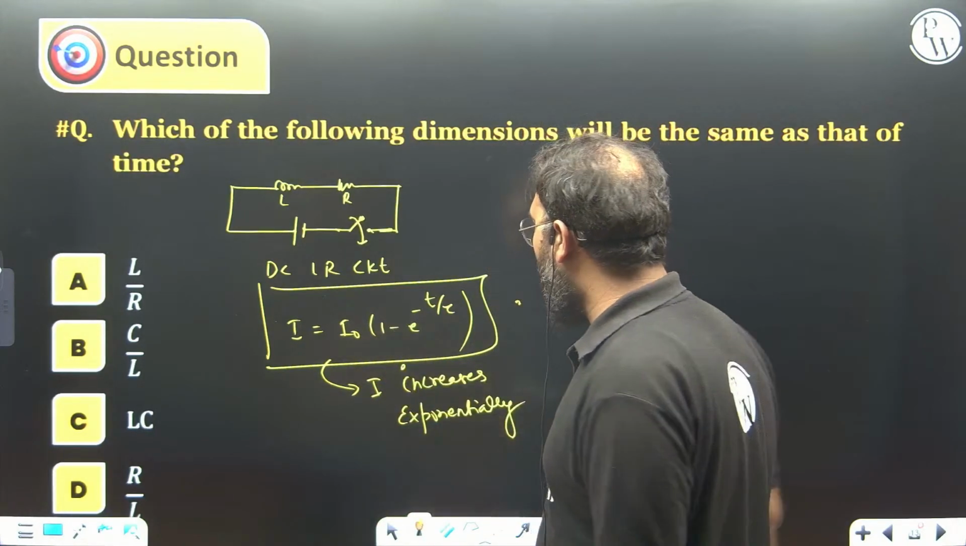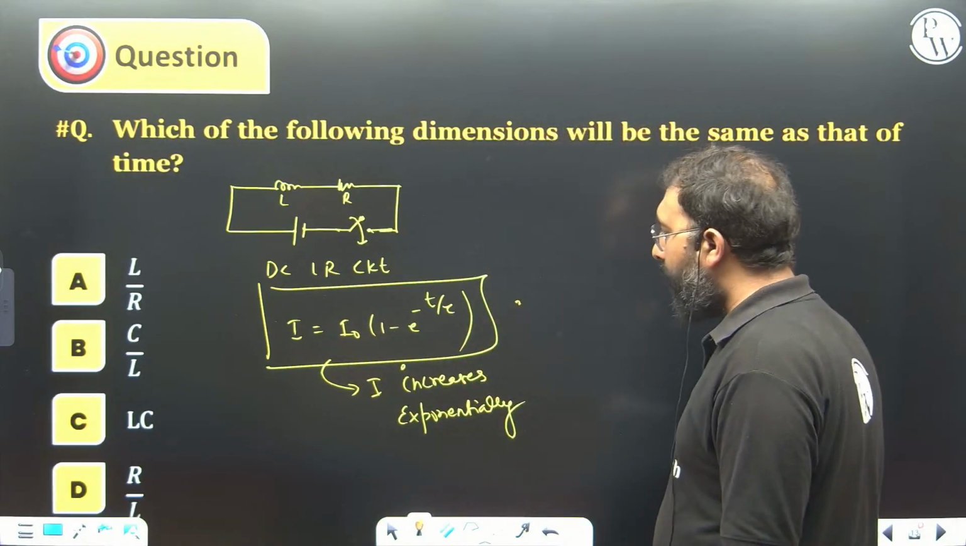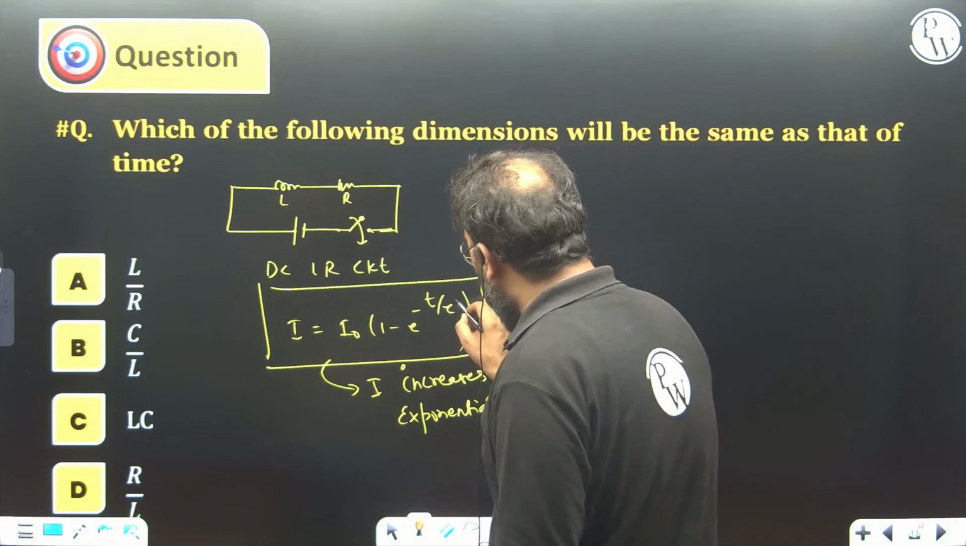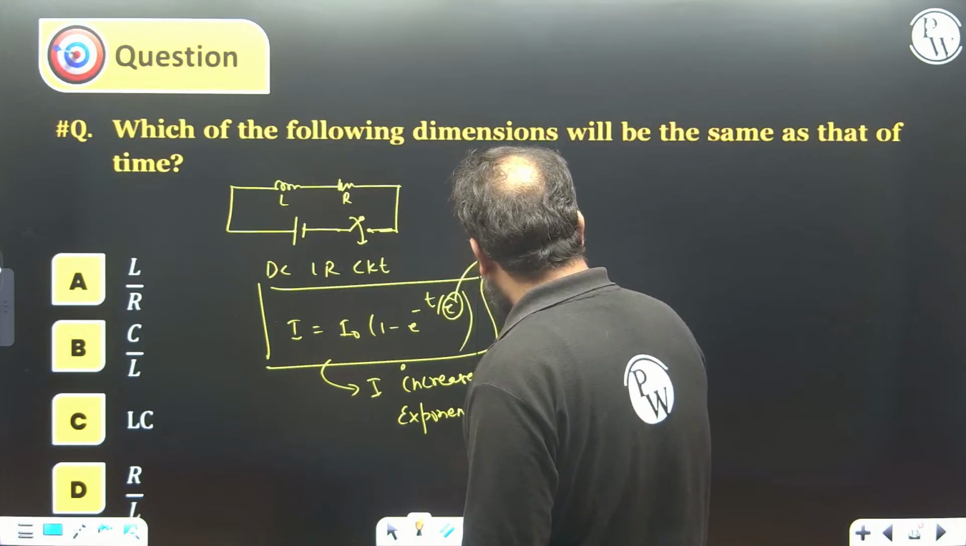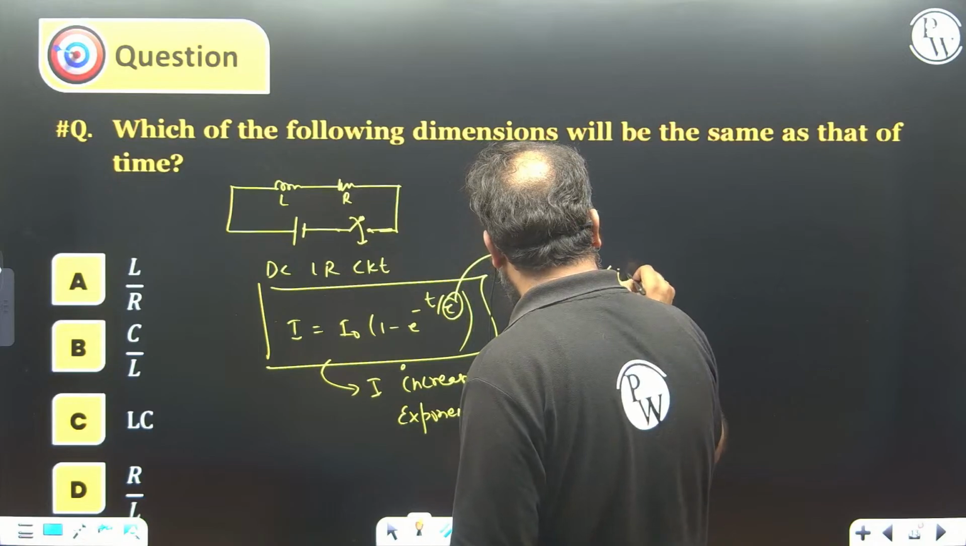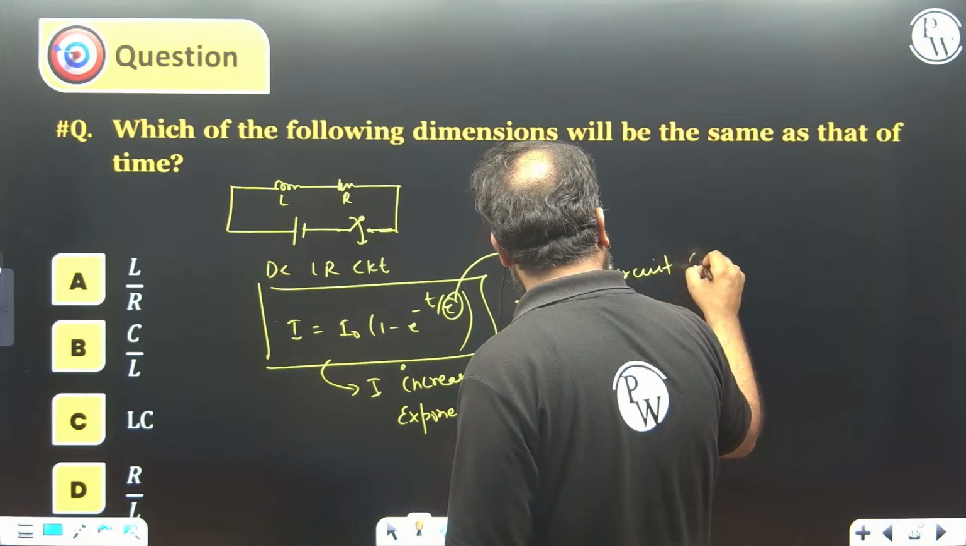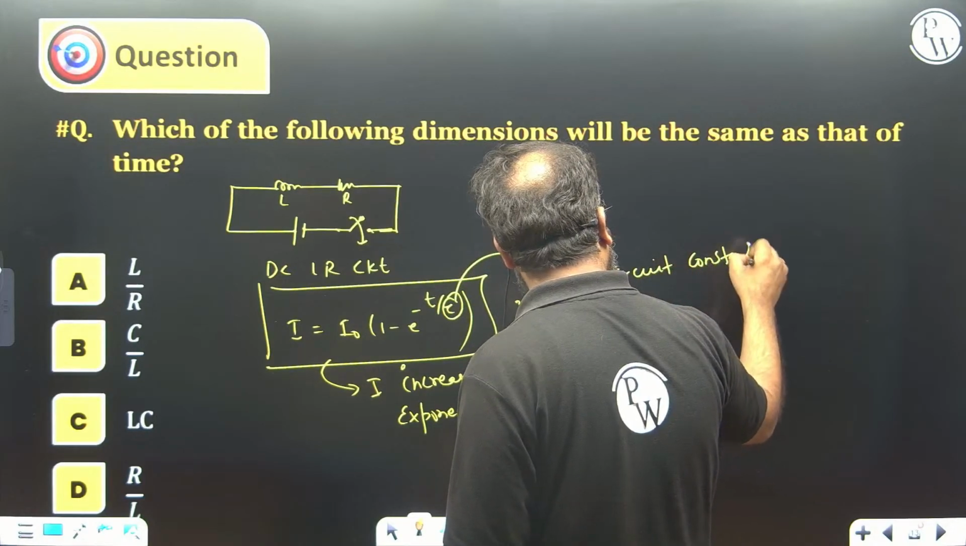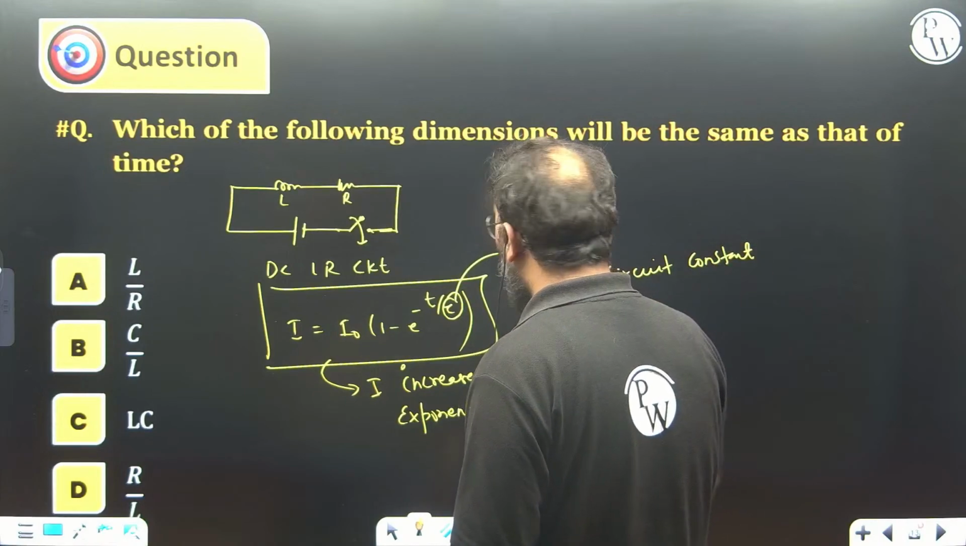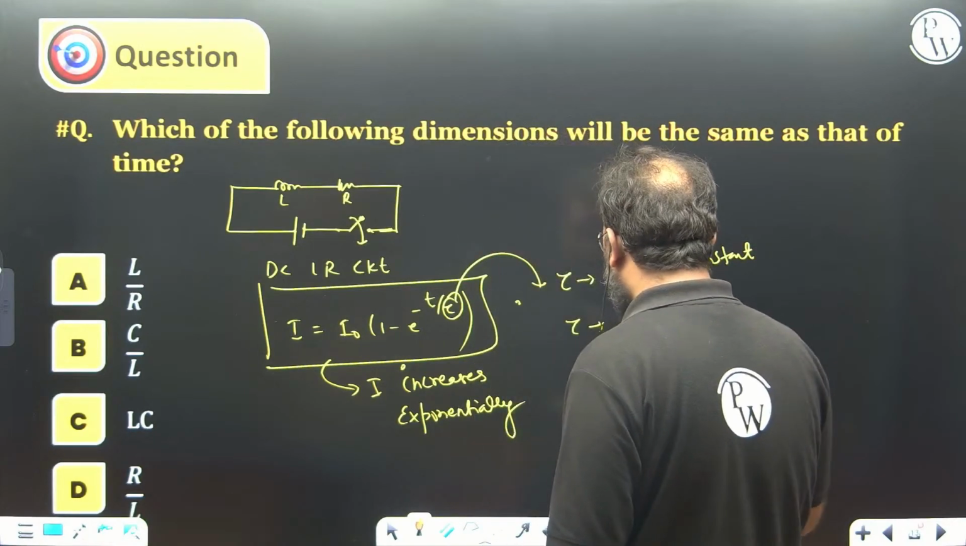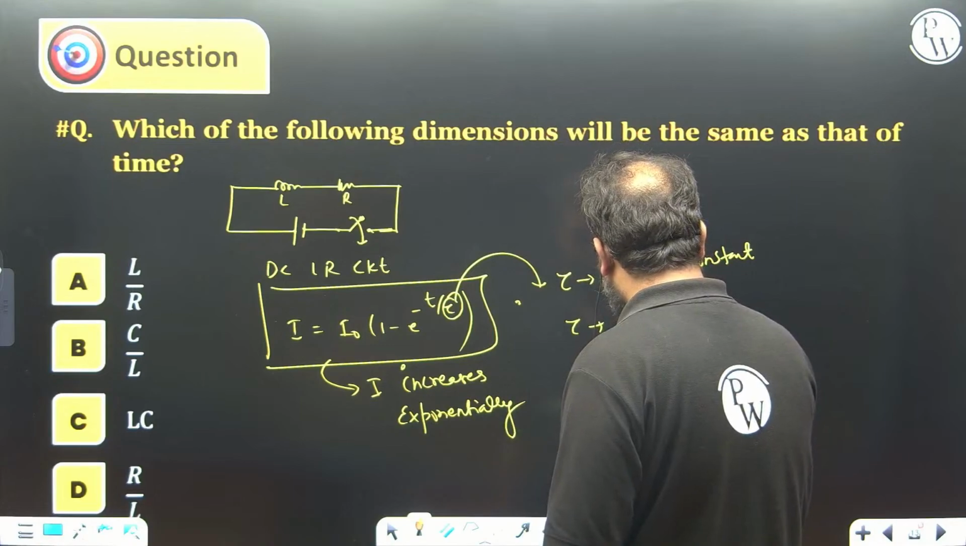So I equals to I naught into 1 minus e raised to minus t by tau. So tau here is what? This is the circuit constant. Now you see here, this tau is what? This is L by R.